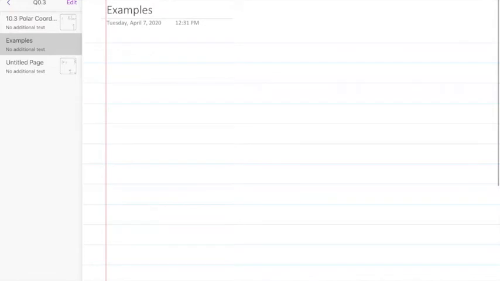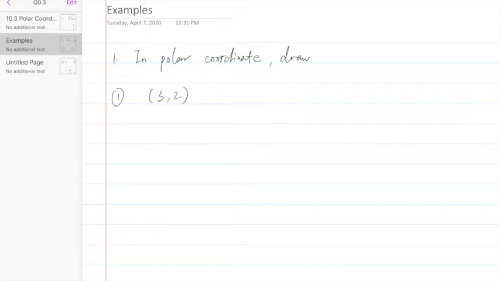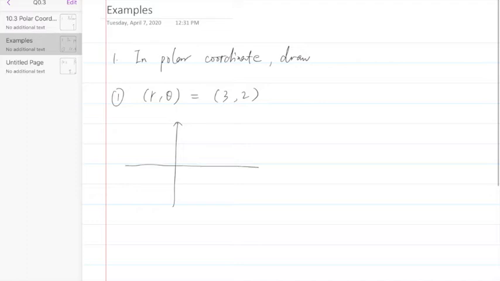Let's do several examples. Number 1, draw the following points in polar coordinates. Number 1, (3, 2). We always put r first. Let me actually write it down. We always put r first and theta second. So we have (3, 2).